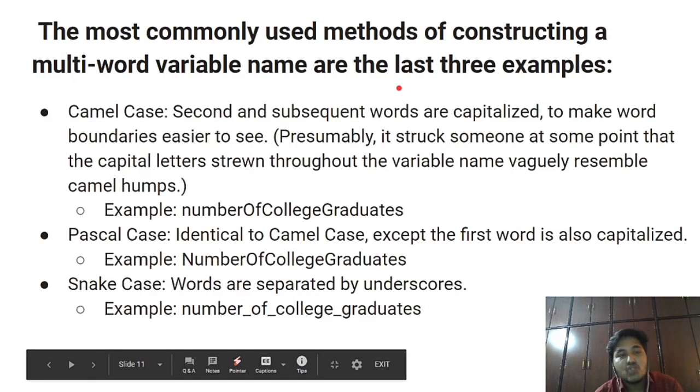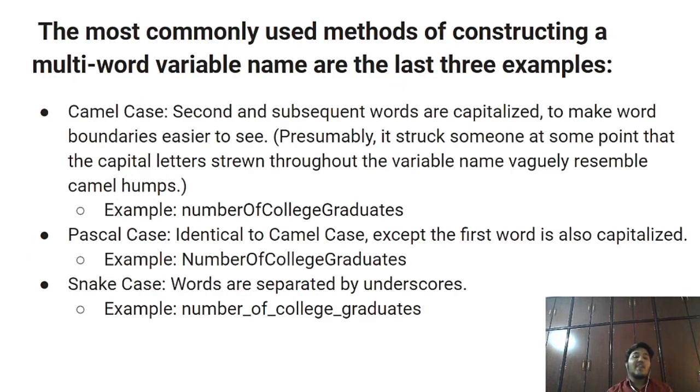Is this clear? The most commonly used methods for constructing multi-word variable names are the last three examples. As you can see here, guys, mostly we will be using three techniques to declare a variable with multiple words, not only for variables but also for class names, function names, and method names. One is the camel case technique, the second is the Pascal case technique, and the third is the snake case technique.